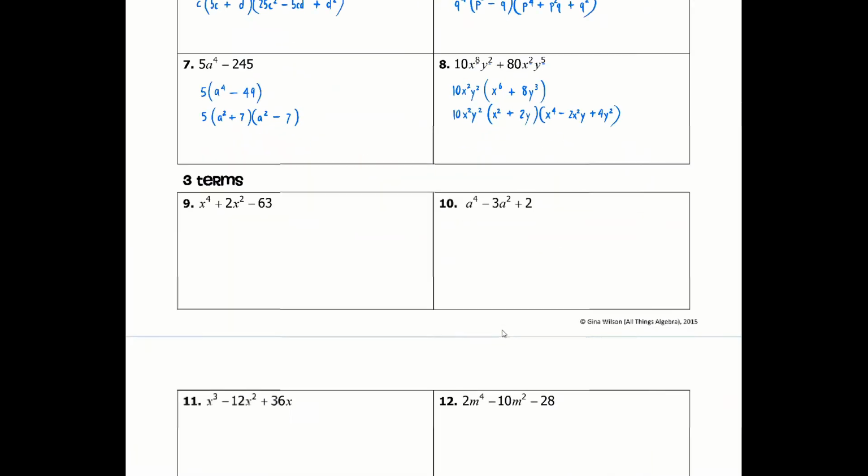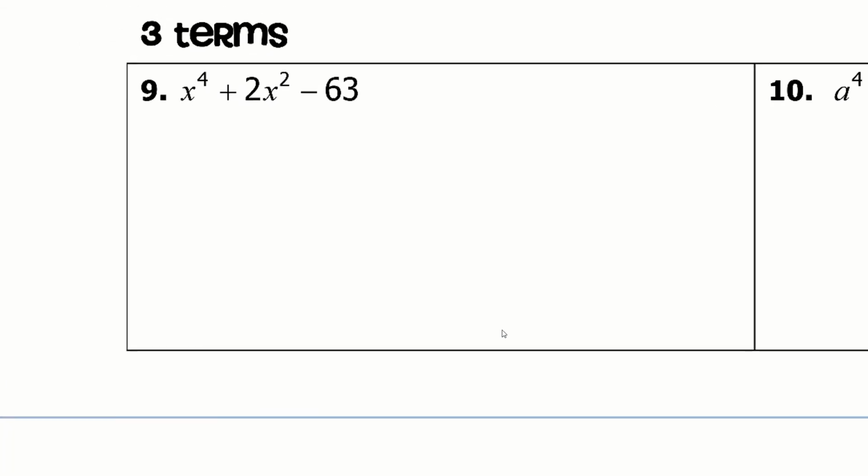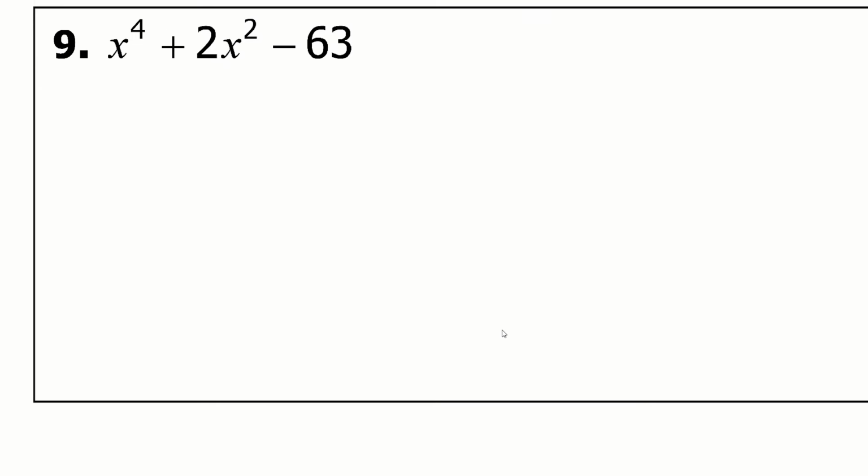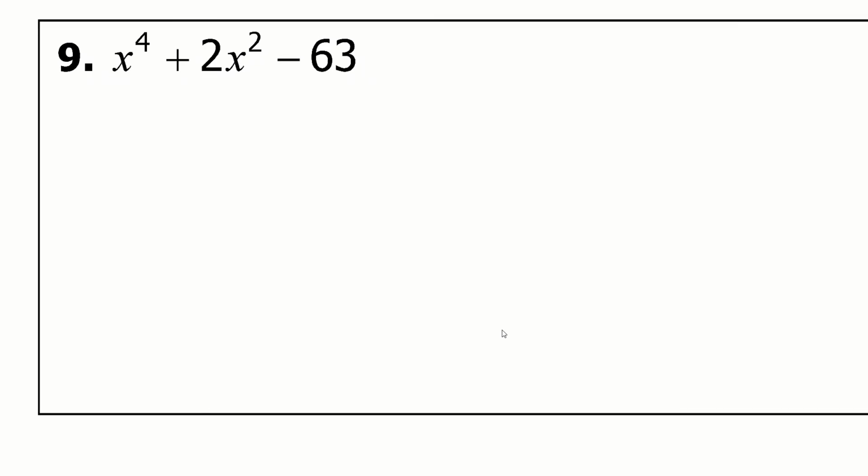Okay? Now let's move along to 3 terms. 3 terms could take a little bit longer on some of these factors, but I am going to move pretty quickly because you've seen these methods before. So these methods are not new to you. Okay?